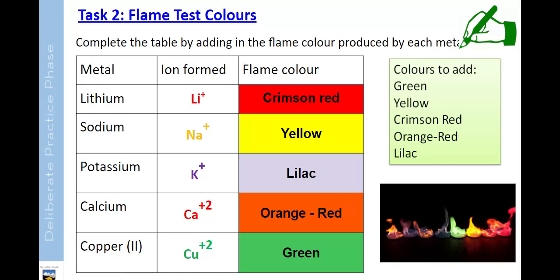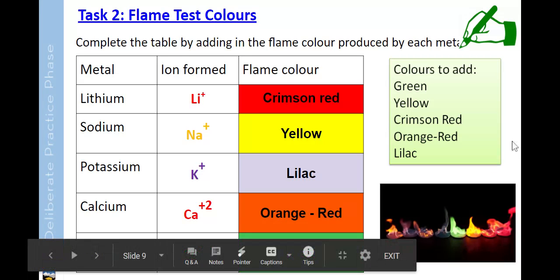For example, barium in group 2 gives an apple green colour. Very nice.